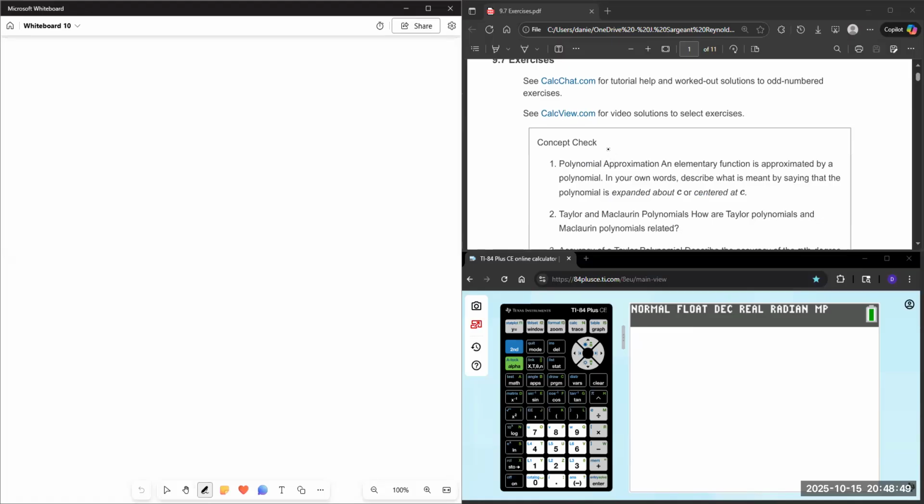The topic here is polynomial approximation. An elementary function is approximated by a polynomial. And in your own words, describe what is meant by saying that the polynomial is expanded about C or centered at C.